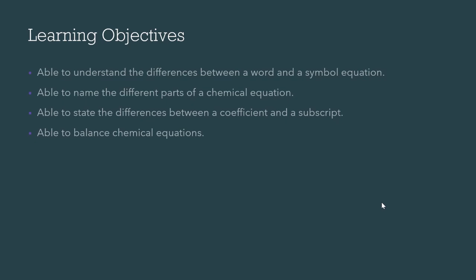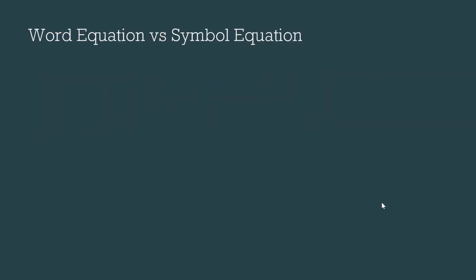Next, you should also be able to state the differences between two types of numbers in a chemical equation. One is called a coefficient and the other is called a subscript. Finally, you should be able to balance chemical equations. Let's start off with the differences between word equations and symbol equations.